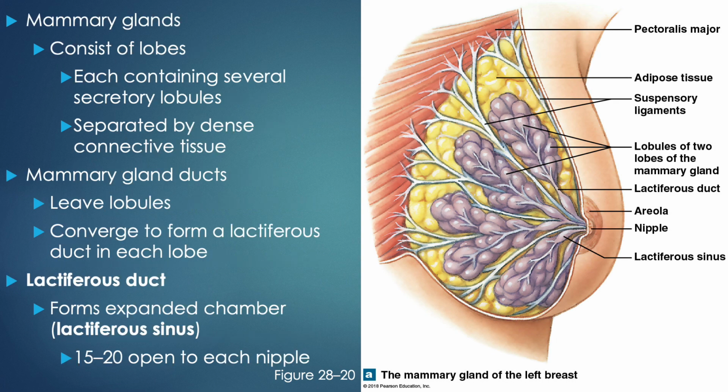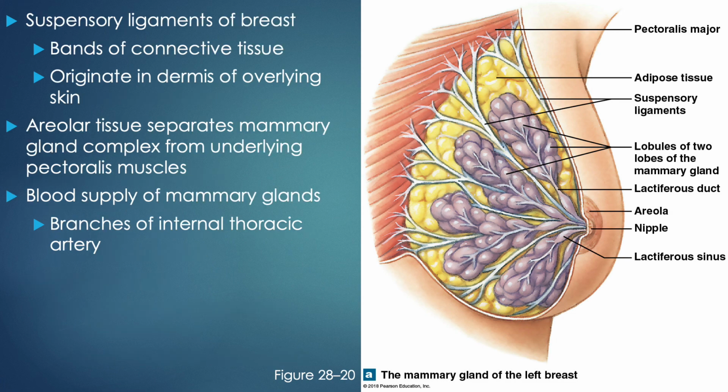The mammary glands will consist of lobes, and each of these lobes will have several secretory lobules separated by dense connective tissue. The mammary gland ducts will then be able to leave the lobules, and they converge or come together to form a single lactiferous duct in each lobe. The lactiferous duct is going to form an expanded chamber, which is called a lactiferous sinus, and there's about 15 to 20 of these each that open into the nipple.